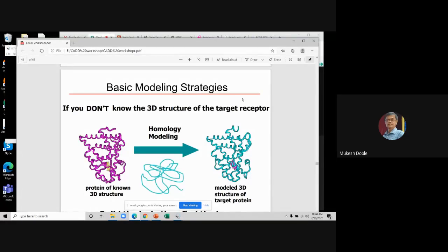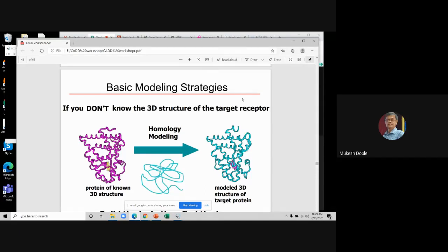I may have the sequence for the human protein, but I might not have the 3D structure. I may have the sequence and 3D structure for some other species. So I will do homology modeling, that is sequence comparison, and then I will use that as the template and build my target protein. In many cases in our problems, we will be doing homology modeling.